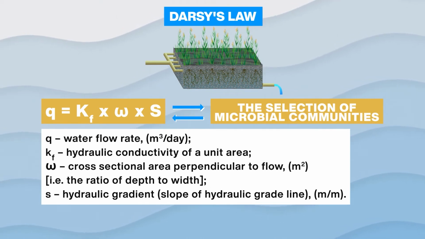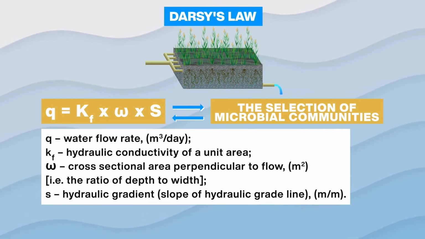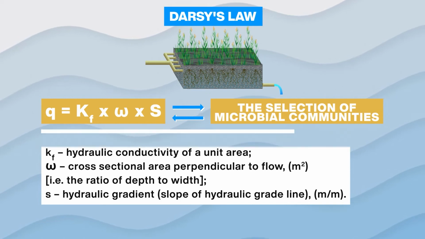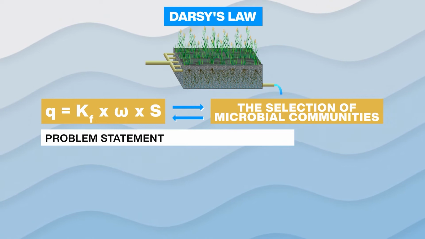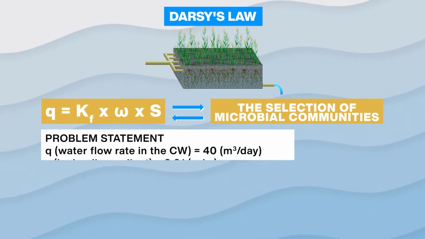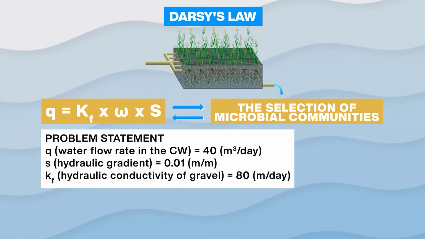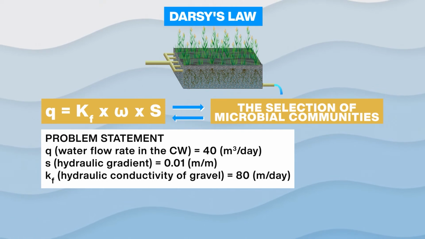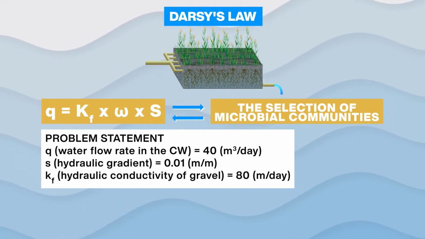Taking that into account, Professor, you probably have a question for me. No, Miss Doolittle, it's not a question, it's a problem. Please, write the following on the board. The water flow rate of the constructed wetland is 40 cubic meters per day. The hydraulic gradient is 0.01. The hydraulic conductivity of gravel is 80 meters per day. I'd like you to calculate the cross-sectional area of the constructed wetland.